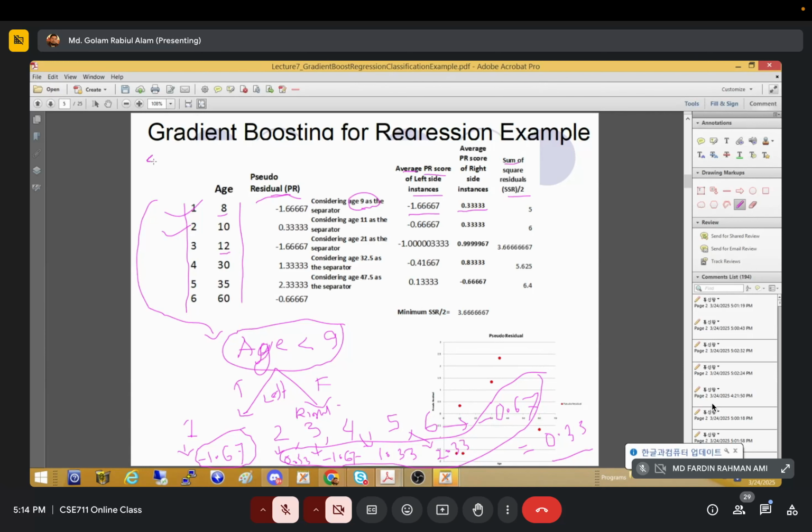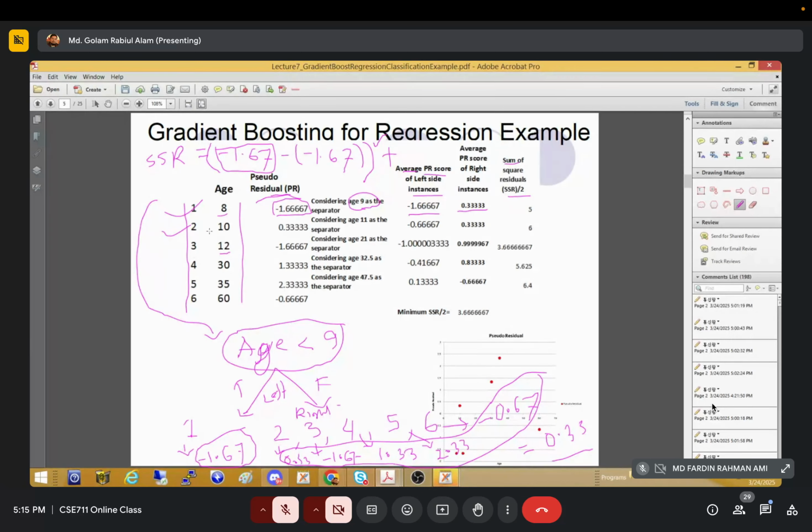So if you want to find out the SSR, the actual residual is negative 1.67, minus the prediction. The prediction is also negative 1.67. So this is the original minus the prediction: the original is this value, and minus this predicted value, and then the square of that.